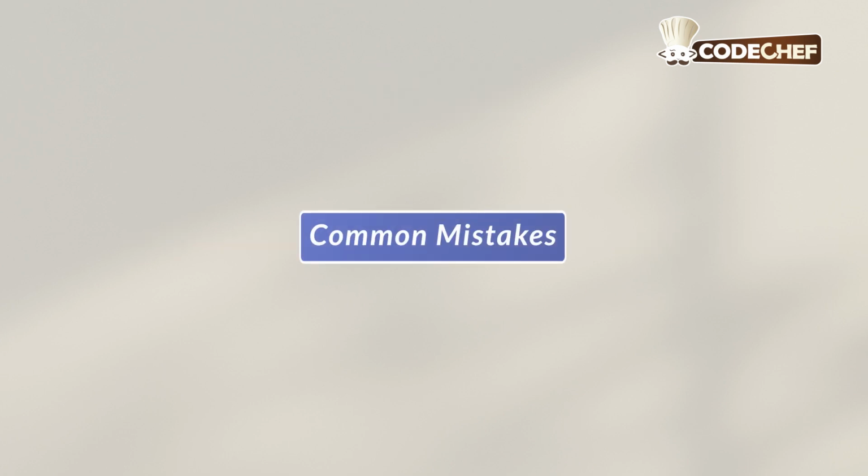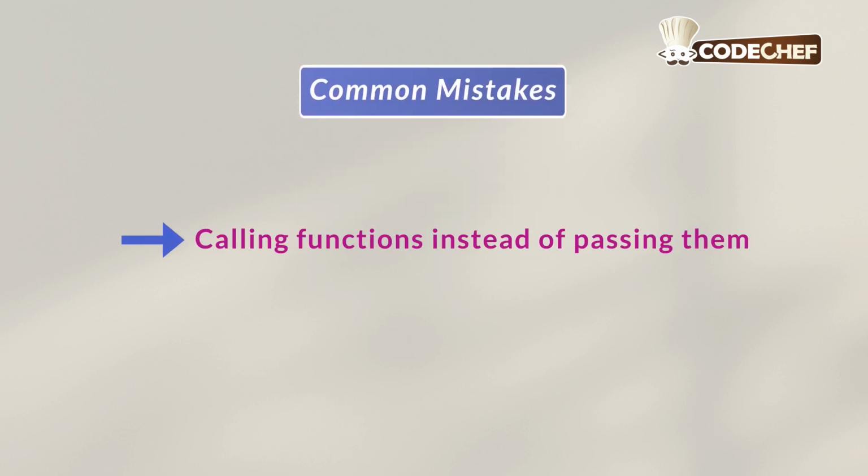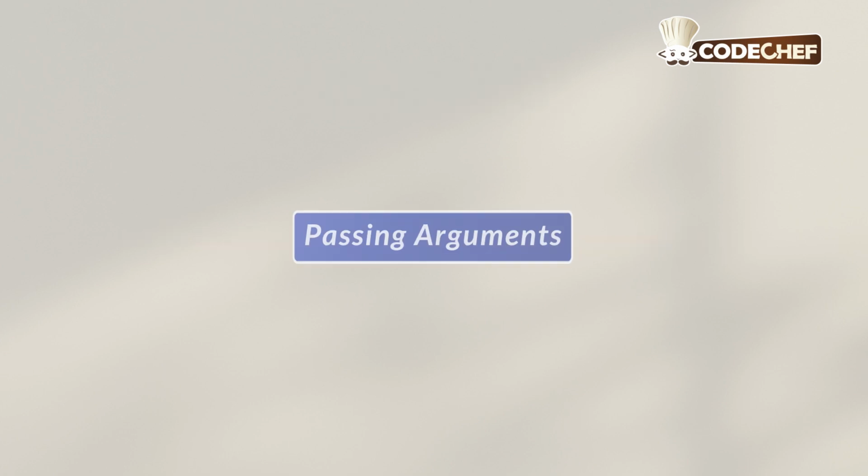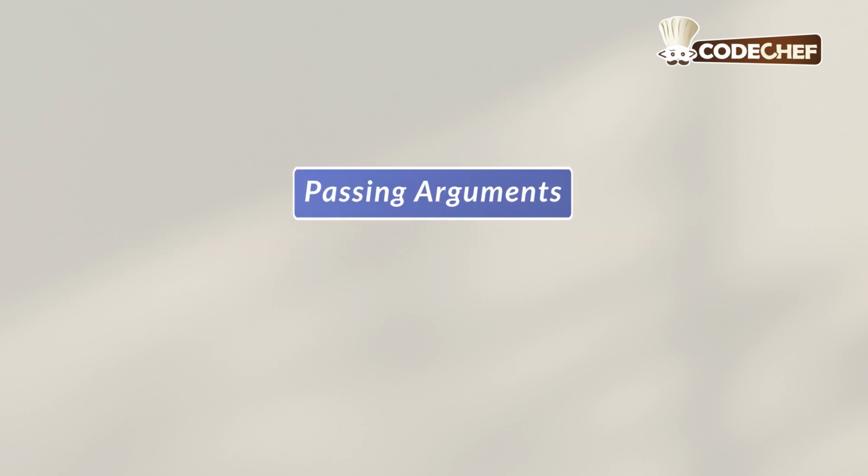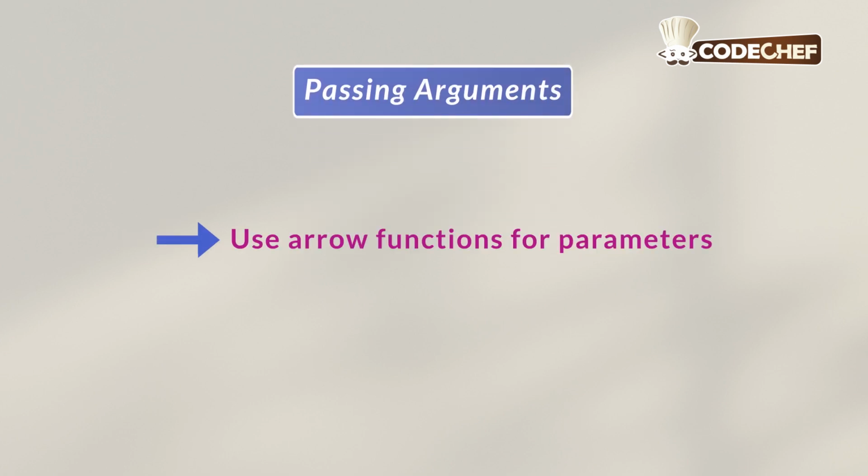A common mistake is calling the function directly inside JSX. This causes the function to run during render instead of on user interaction. To fix this, pass the function reference instead. When a function needs arguments, we wrap a call inside an arrow function. This allows React to execute the function with the correct values only when the event happens.